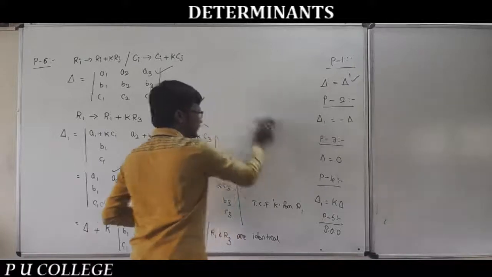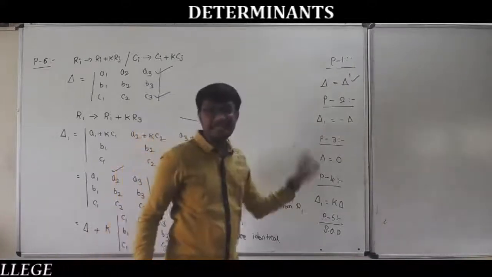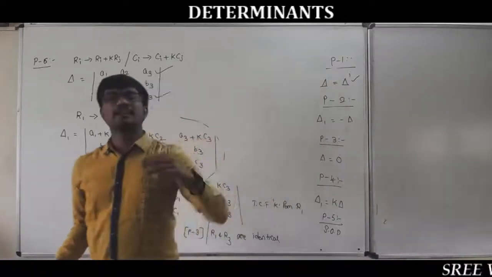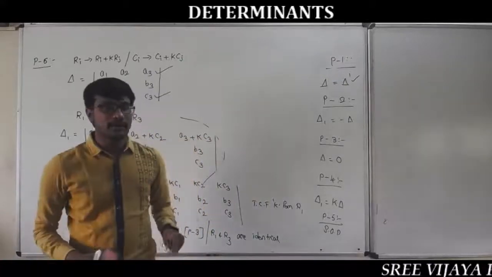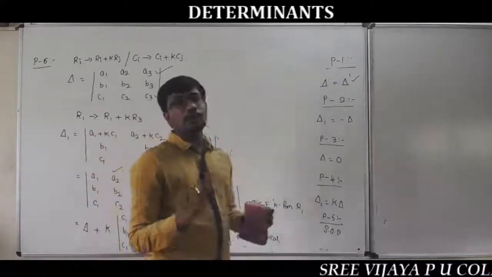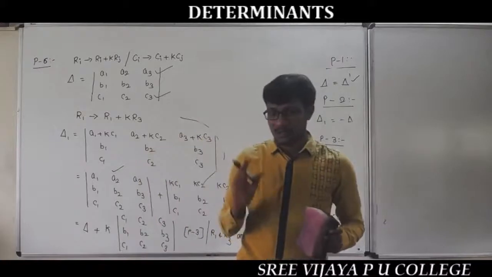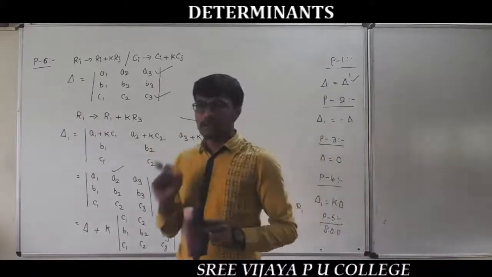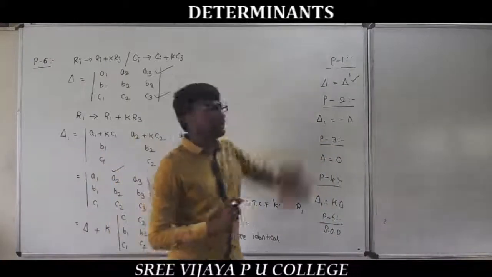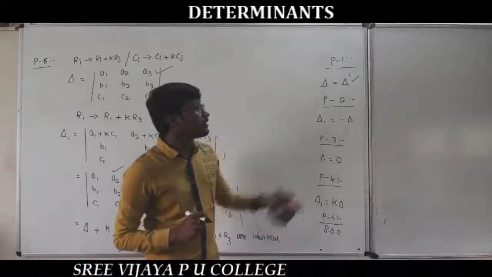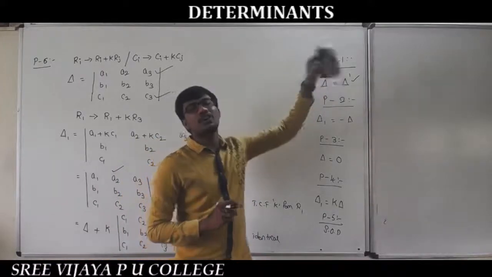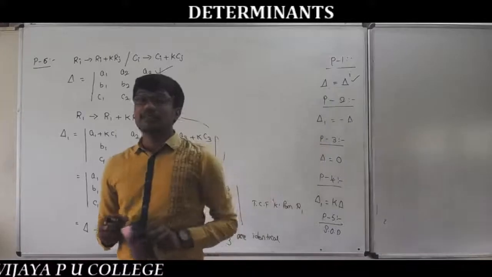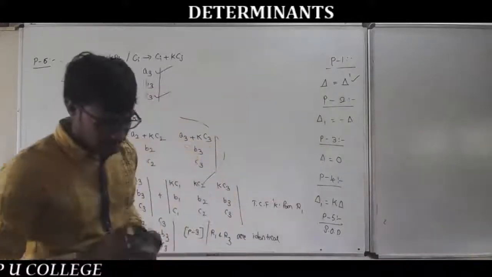But just do that property 6. That's enough. But in the problem I will explain one more property. The main properties, property 1 to property 6, should be very, very important. So what is property number 1? Property number 1 is, in a determinant, if rows and columns are interchanged, the value of the determinant remains the same.